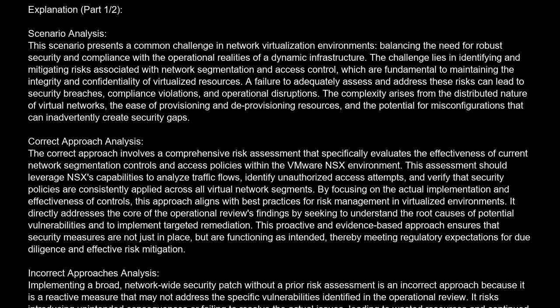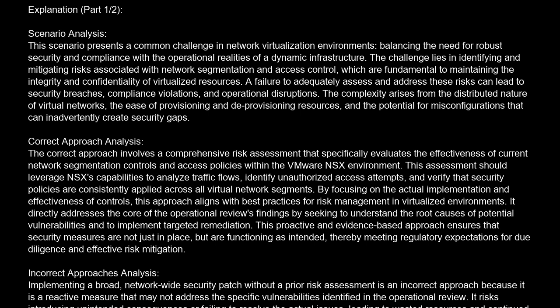A failure to adequately assess and address these risks can lead to security breaches, compliance violations, and operational disruptions. The complexity arises from the distributed nature of virtual networks, the ease of provisioning and deprovisioning resources, and the potential for misconfigurations that can inadvertently create security gaps.